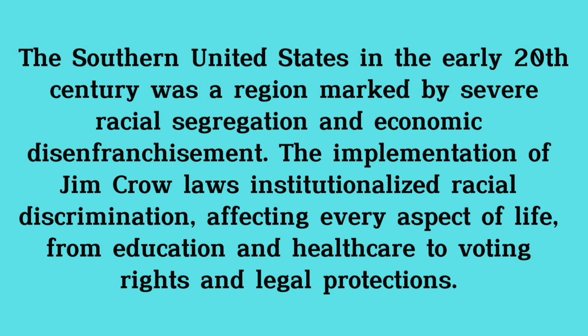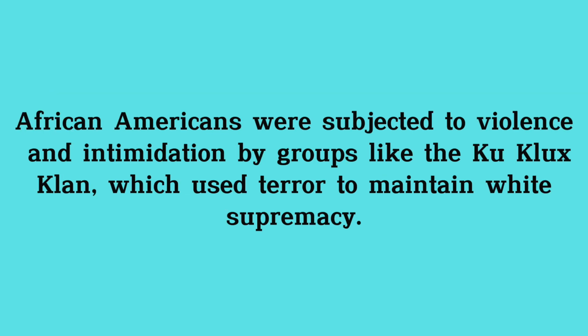The southern United States in the early 20th century was a region marked by severe racial segregation and economic disenfranchisement. The implementation of Jim Crow laws institutionalized racial discrimination, affecting every aspect of life, from education and healthcare to voting rights and legal protections. African Americans were subjected to violence and intimidation by groups like the Ku Klux Klan, which used terror to maintain white supremacy.